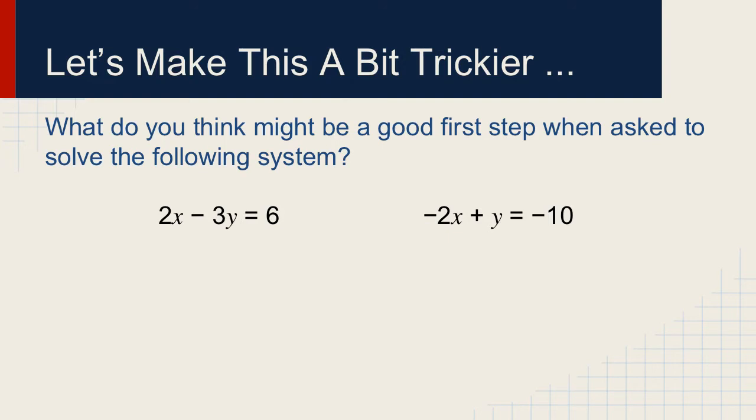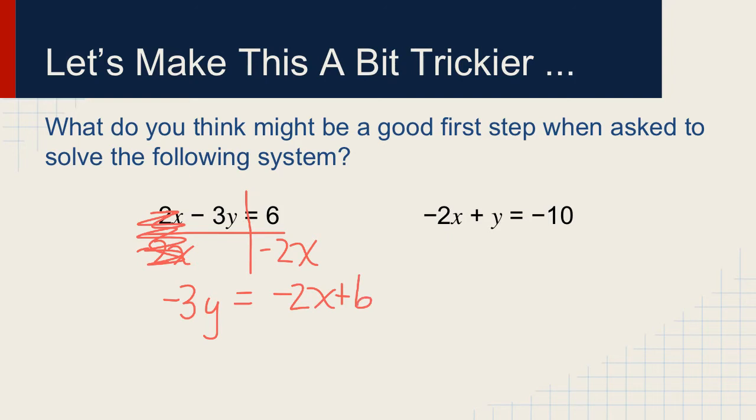All right, our learning target said when both were in slope-intercept form. So let's do a little bit of algebra magic, and let's solve for y. So I'm going to take 2x's off of this side. This is gone. That leaves negative 3y's on one side, negative 2x's and 6 on the other. My y is still not isolated, so I'm going to divide both sides by negative 3.